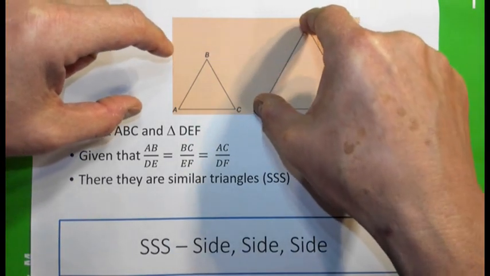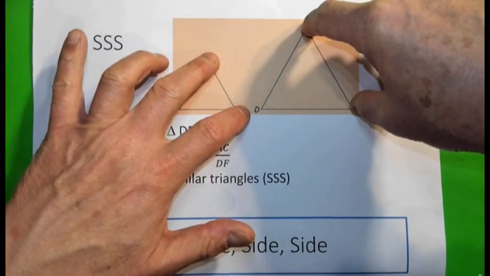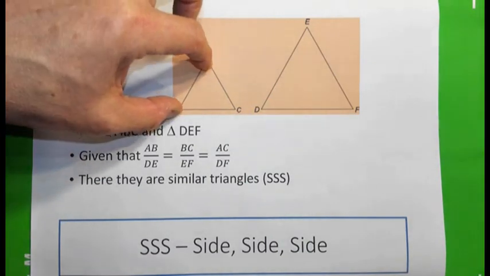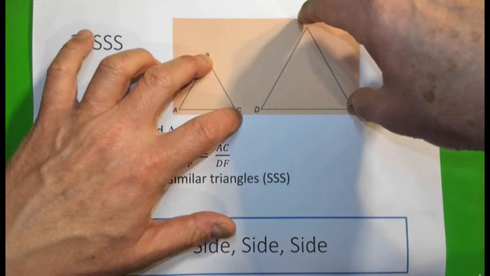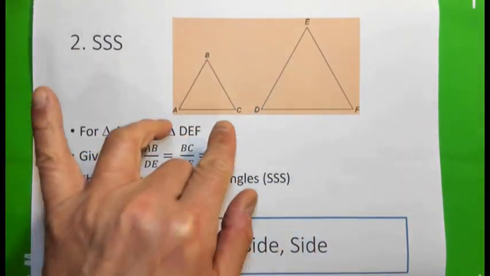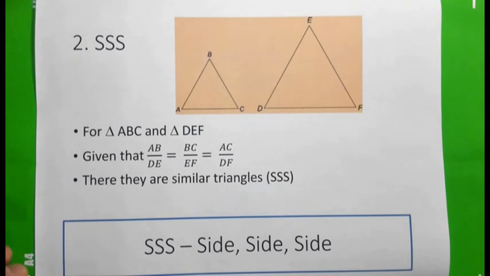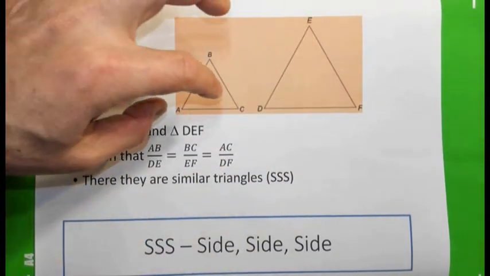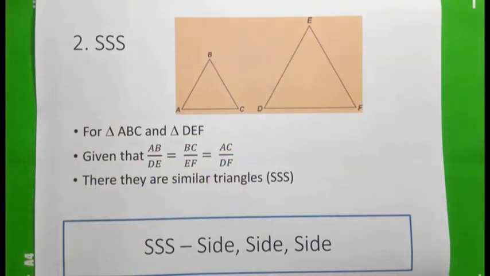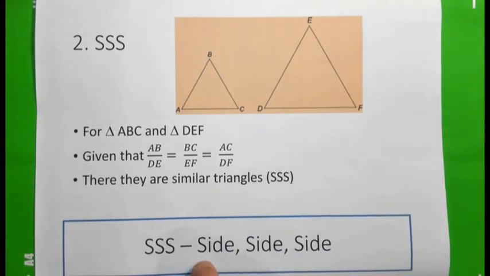the ratio of DE to AB must be the same as the ratio of EF to BC. Or you can say that the ratio of AB to DE must be the same as the ratio of BC to EF, must be the same as the ratio of AC to DF. So we can write that for triangle ABC and DEF, if it is given that AB over DE is the same as BC over EF, is the same as AC over DF, they are similar triangles by the reason of side, side, side, or SSS.